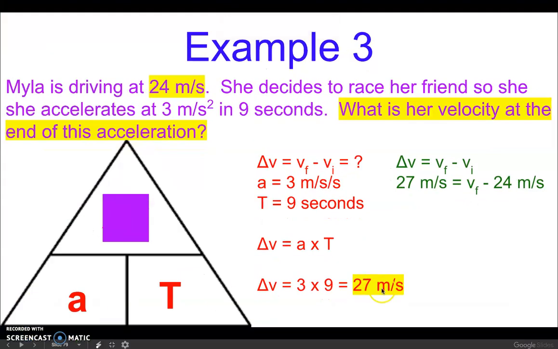And so then to solve this equation, what we're going to have to do is do a little algebra and get this 24 over on the other side. How do we do that? Well, we need to add 24 to both sides of the equation. That will cancel these two 24s out, and we'll be left with 27 plus 24, which is 51 meters per second, and that's our final velocity.